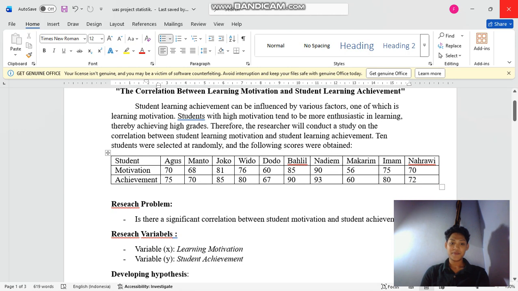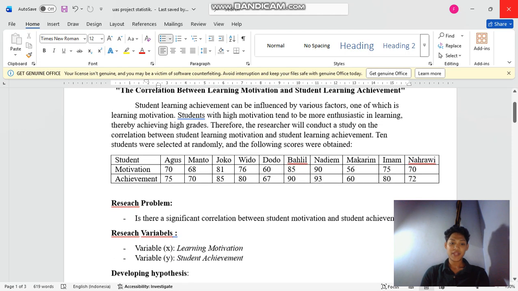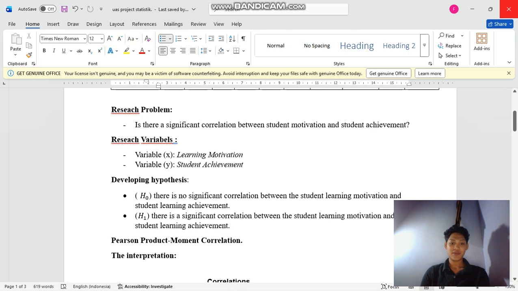For the research problem: is there a significant correlation between student motivation and student achievement? We have two variables: learning motivation and student achievement. For the null hypothesis, there is no significant correlation between student learning motivation and student learning achievement. And for the alternative, there is a significant correlation between student learning motivation and student learning achievement.